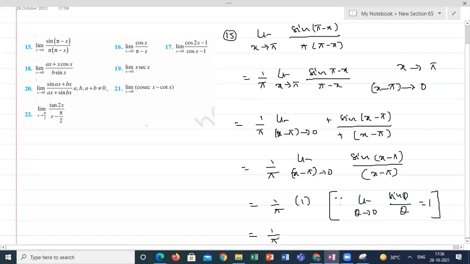Anyone having any doubt in this question, please let me know, students, how I applied the formula. Is it clear? Shall I move to the next one? Students, I can move to the next one. Yes, sir.